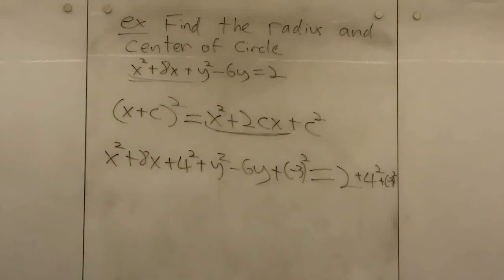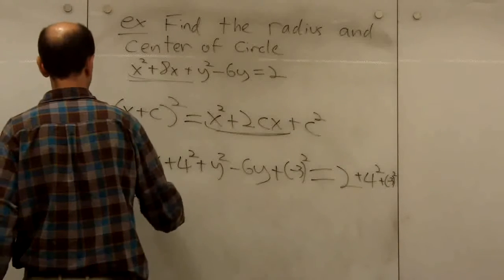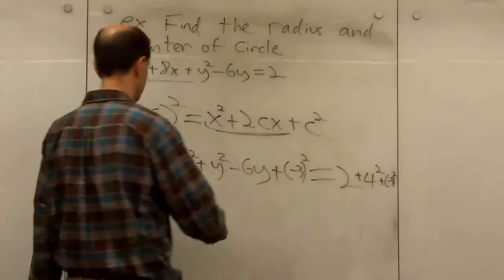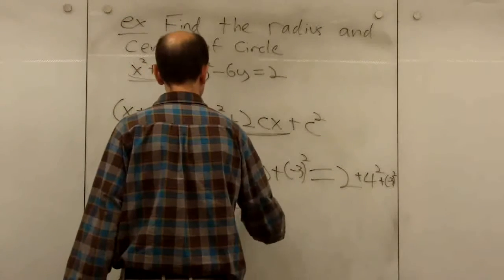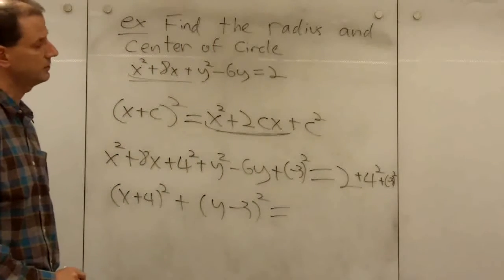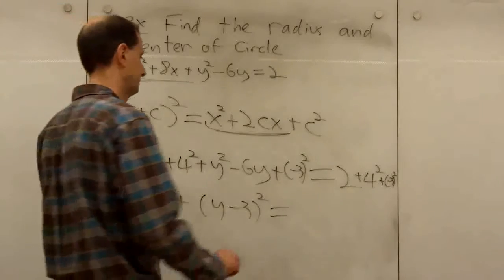Now we can simply simplify, and then once we write these as perfect squares, we can simply read off what the radius and center are. So this is the perfect square, x plus 4 quantity squared. This is the perfect square, y minus 3 quantity squared. And now doing a little bit of arithmetic, we've got 2 plus 16 plus 9. I get that to be 27.